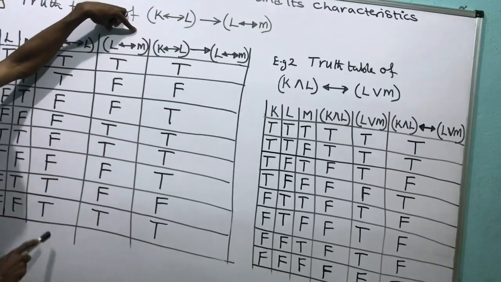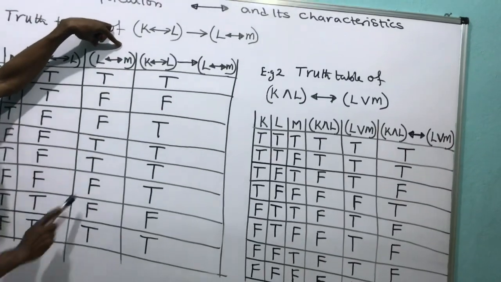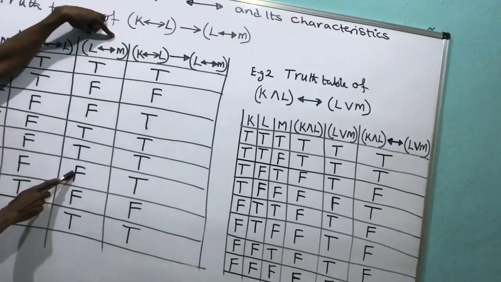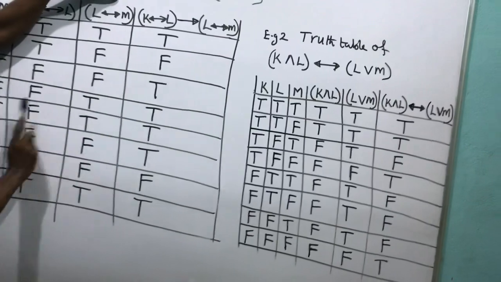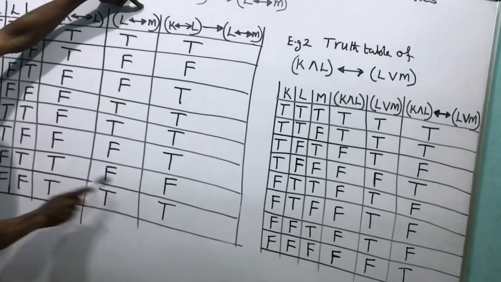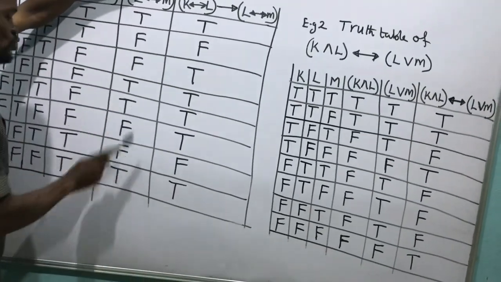False changes to be true. What is the value here? True. I will write true. What is the value here? I will write true. What is the value here? False. False. I will change it to the what? True. What is the value here? False. I will write false. What is the value here? True. I will write true.